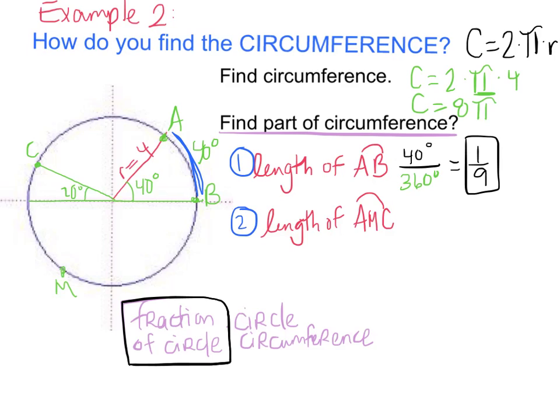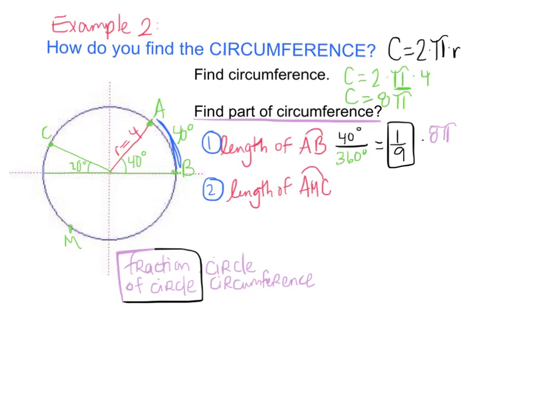So we're going to take 1/9 and multiply it by our circumference, and that'll give us the circumference of just that blue portion. So if I multiply 1/9 times 8 pi, I get 8 pi over 9. And that is the length of AB. Okay, now let's try to find the length of AMC.